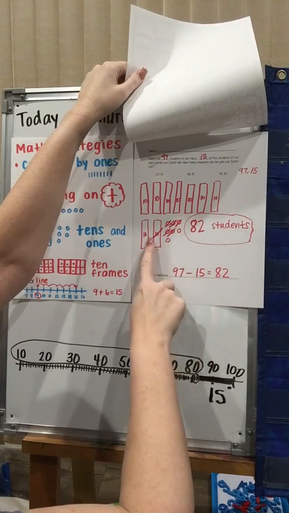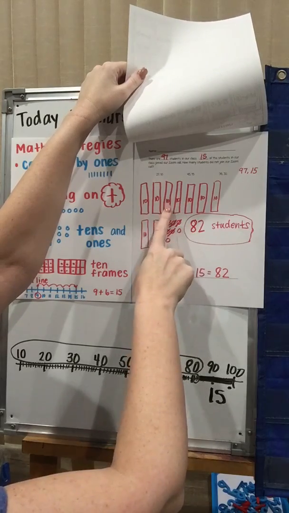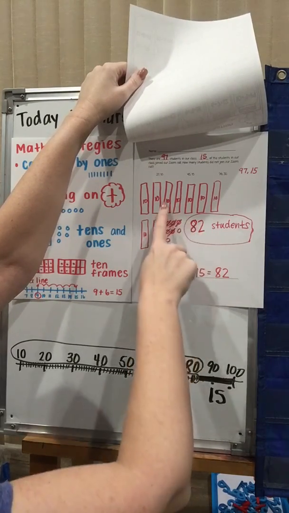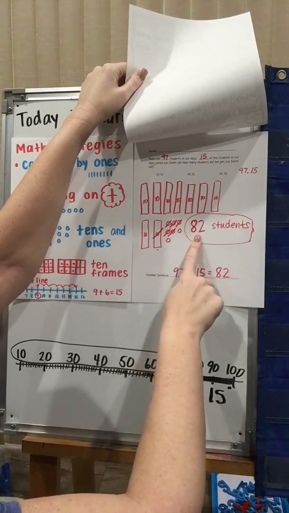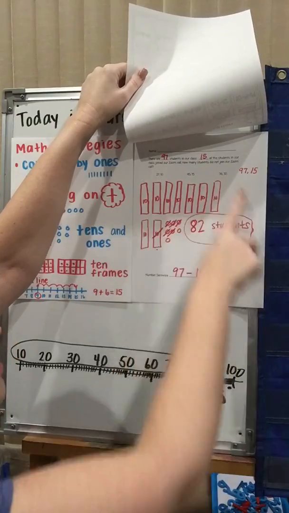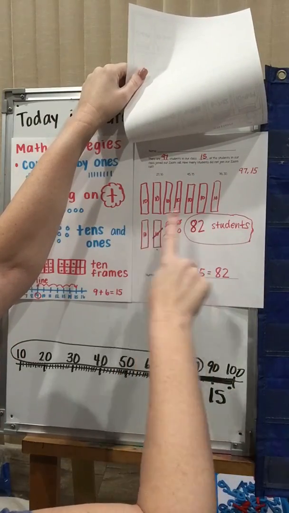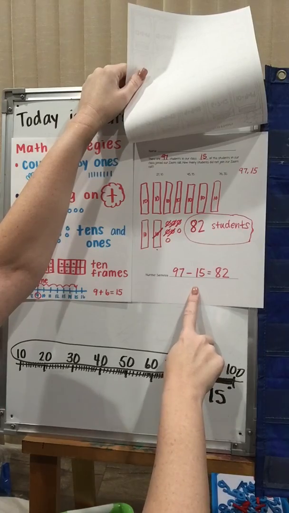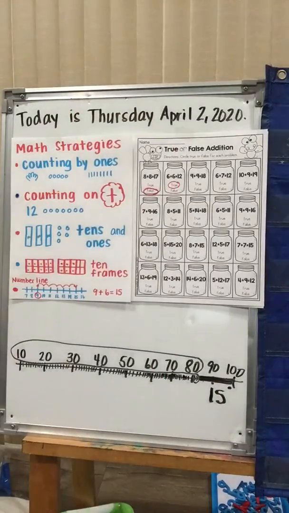Okay, lots of friends are sending me pages that have pictures, but some of you don't put your answer. Some of you do your picture and you put your answer, but you don't label it and you don't have your number sentence. You need to have all of this: a picture, an answer, a label, and a number sentence. Try your best.